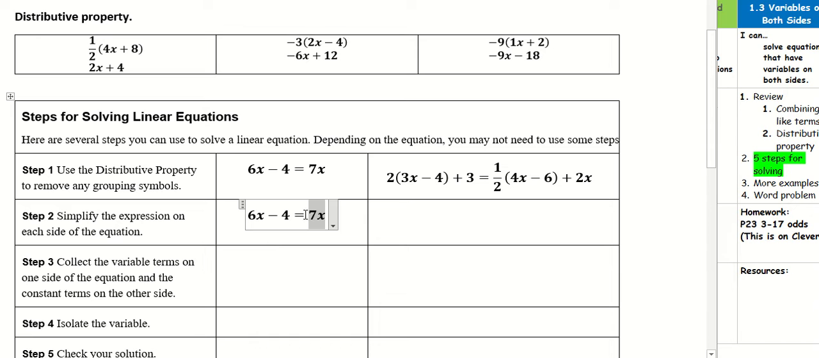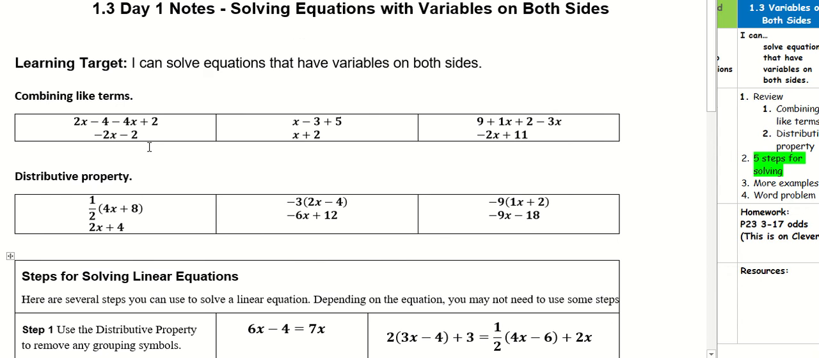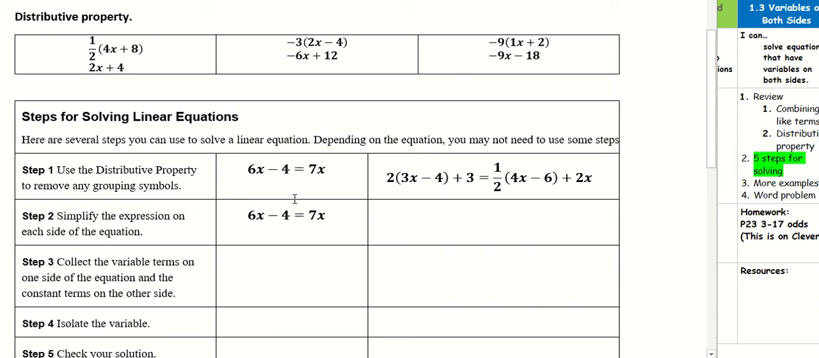What some students will say is, well, I can combine the 6x and the 7x, but that's not combining like terms. Notice our combining like terms example, there's no equal sign. We didn't combine across an equal sign. We can't do that. Think of this as a divider. What's over here has to stay over here, and what's over there has to stay over there. In step 2, we can't combine like terms here. So this step is done.